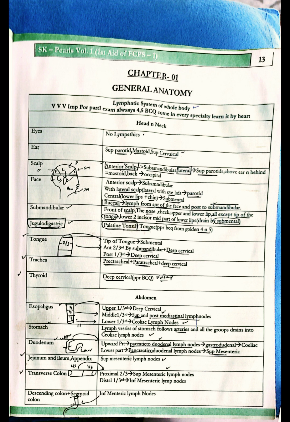The jejunum and ileum are straightforward. They drain to the superior mesenteric lymph nodes. Think of small bowel cancers or infections like typhoid fever. These nodes might be involved.